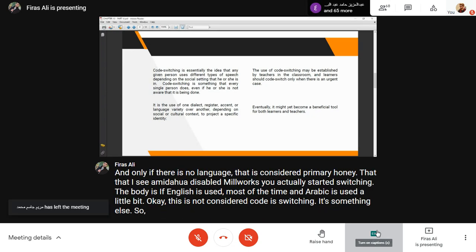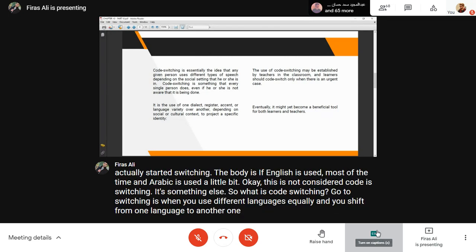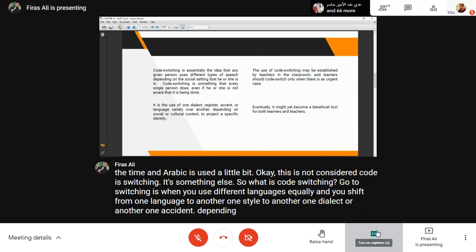So what is code switching? Code switching is when you use different languages equally. And you shift from one language to another, one style to another, one dialect to another, one accent to another, depending on the social context or the reasons, the social reasons.